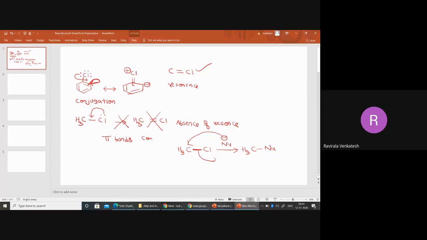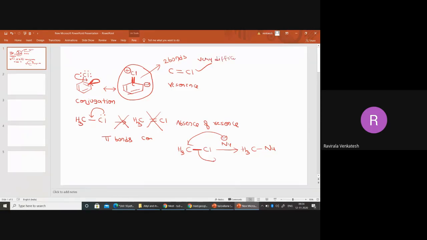In the case of aryl halides, here, this part. How many bonds do we have to cleave now here? Between carbon and chlorine, how many bonds do we have to cleave here? Two bonds. Now, which is difficult and which is easy? Cleaving one bond or two bonds? Two bonds is very difficult to cleave.